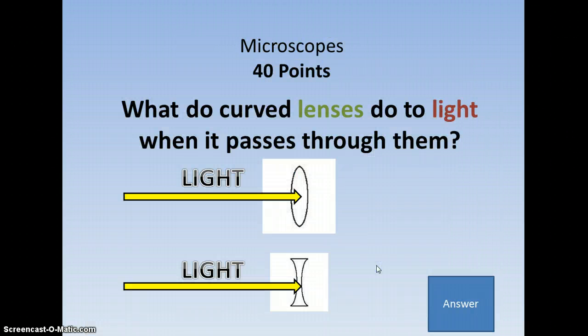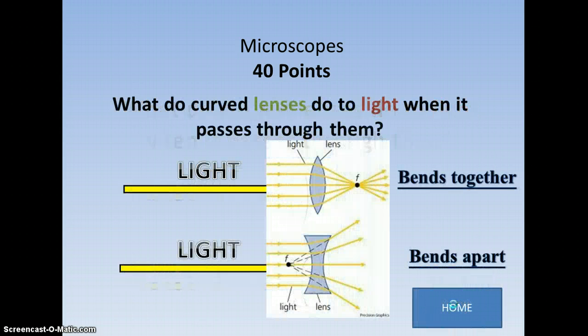Microscopes 40. So what do curved lenses do to light when it passes through them? So they had some diagrams there. Answer button showing what happens. So basically light gets bent depending on the shape of the lens. It either bends the rays of light together or apart.